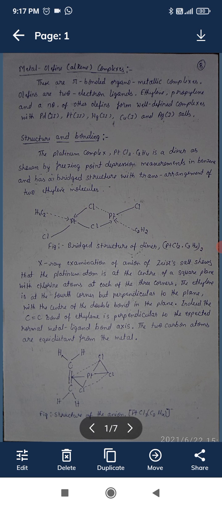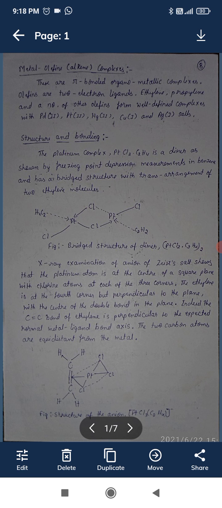Ethylene, propylene and a number of other olefins form well defined complexes with palladium(II), platinum(II), mercury(II), copper(I) and silver(I) salts. That means the Roman numerals given in the brackets are nothing but the oxidation states of the respective metals. Now coming to the structure and bonding, the platinum complex, that is Pt2Cl4(C2H4)2, is a dimer as shown by freezing point depression measurements in benzene and has a bridge structure with the trans arrangement of two ethylene molecules. So it is a bridged structure of a dimer.